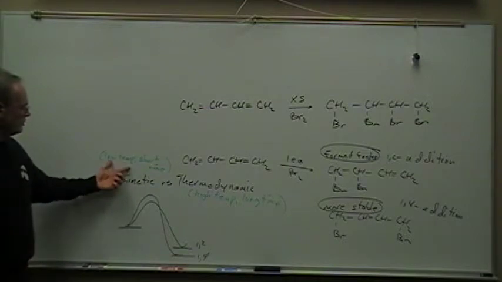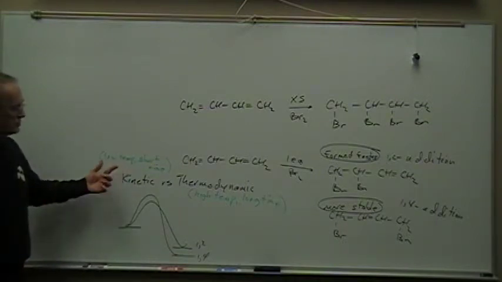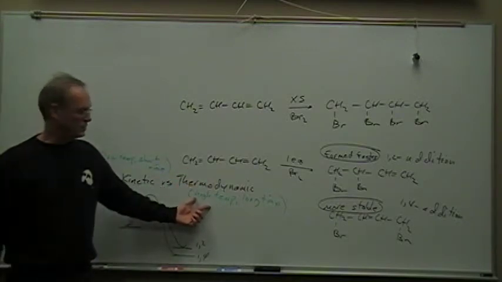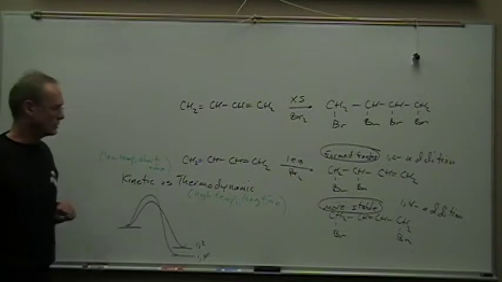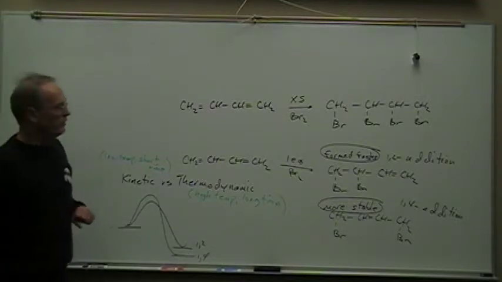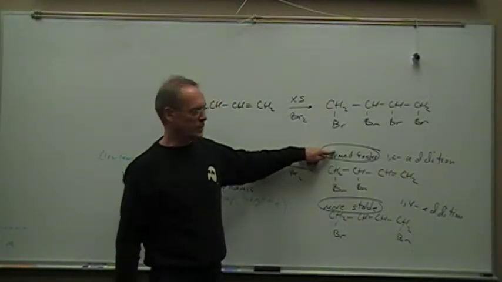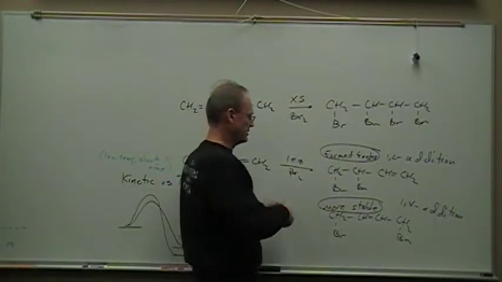Again, kinetic control, we do it for short periods of time under low temperature conditions. Thermodynamic control, we do it under high temperature conditions for a very long time, letting it go into equilibrium. Therefore, this one, which is formed faster, in other words, it's the kinetic product, would be the major product.